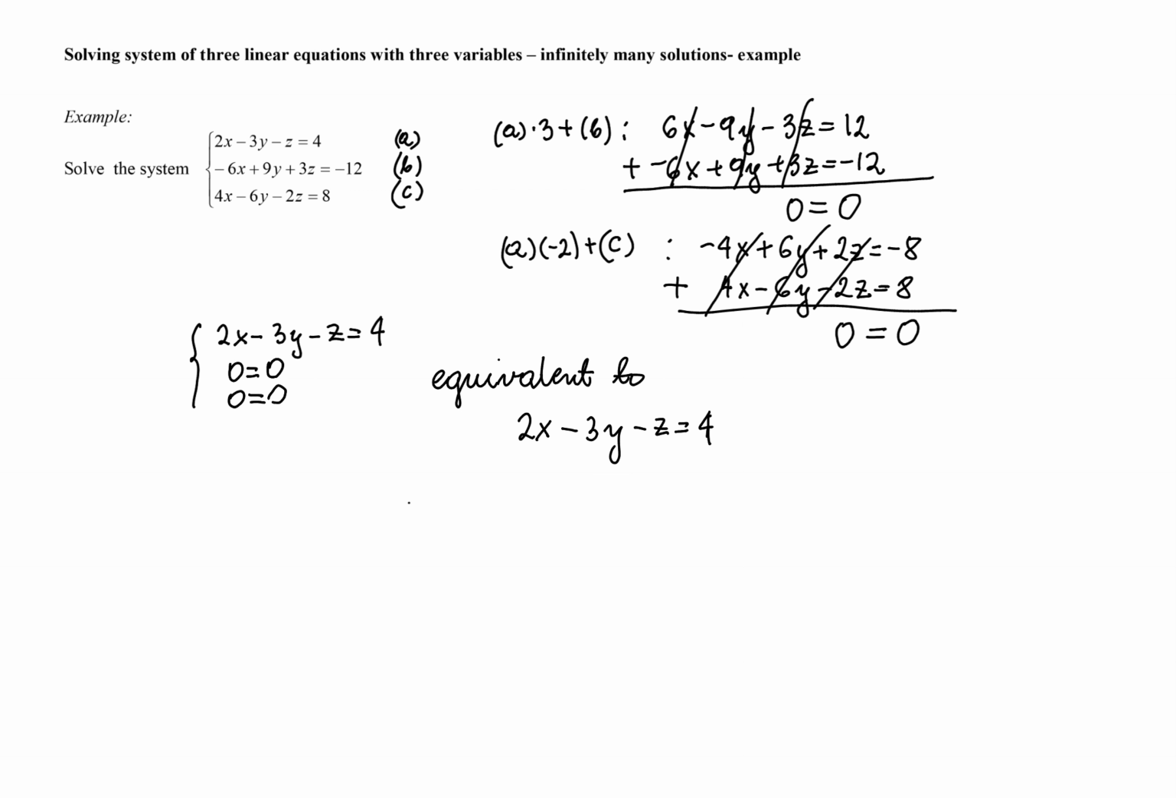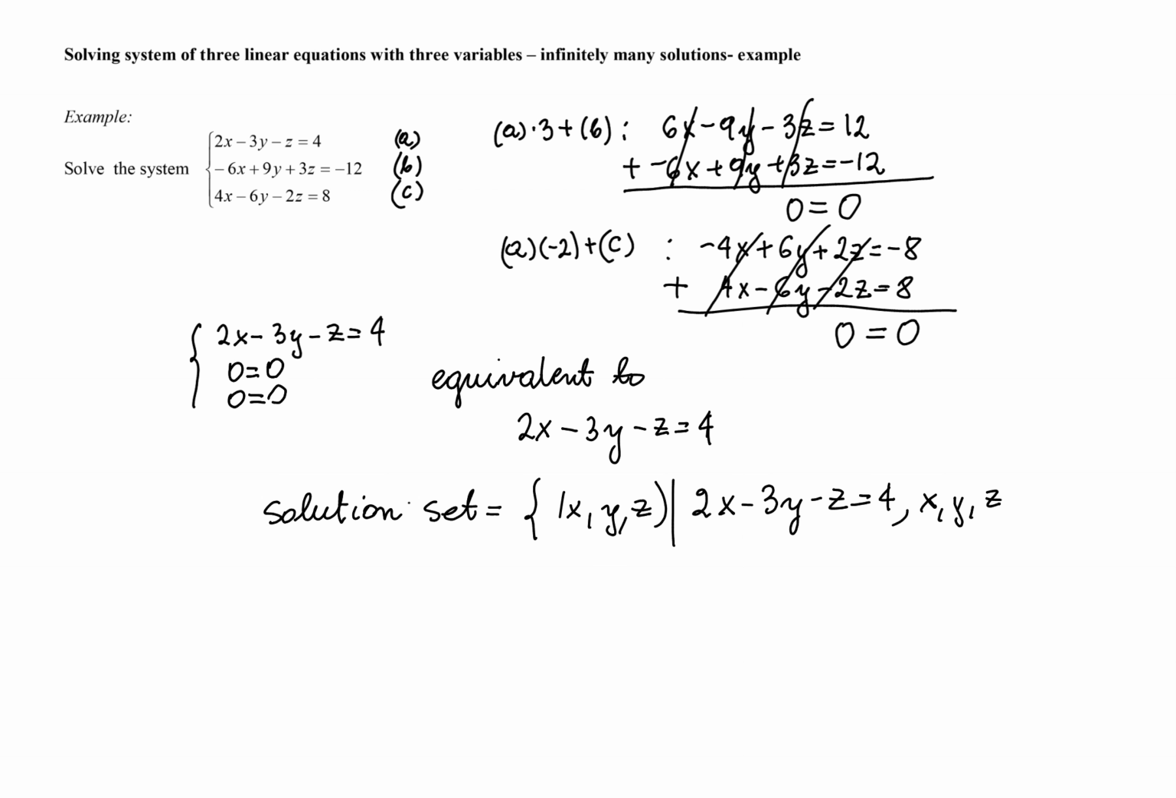And this equation describes a plane in a three-dimensional space. And therefore we can say that the system has infinitely many solutions, and the solution set is the set of all the points that are on that plane. So the solution set is the set of all the points x, y, and z in the three-dimensional space, such that 2x - 3y - z = 4, and the values of x, y, and z are real numbers.